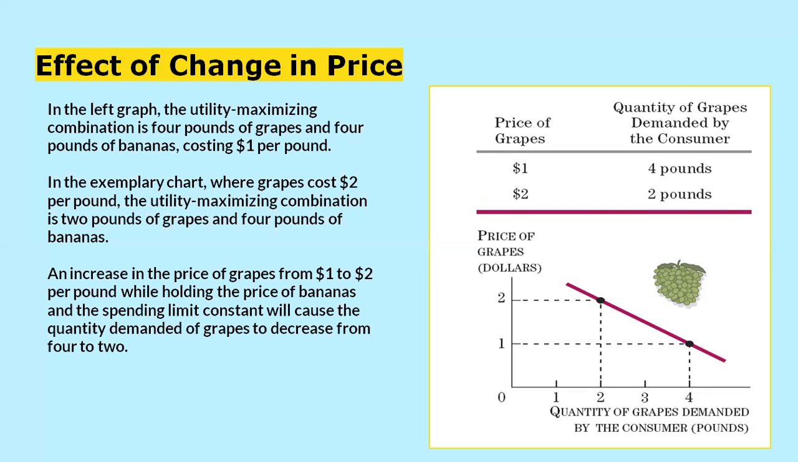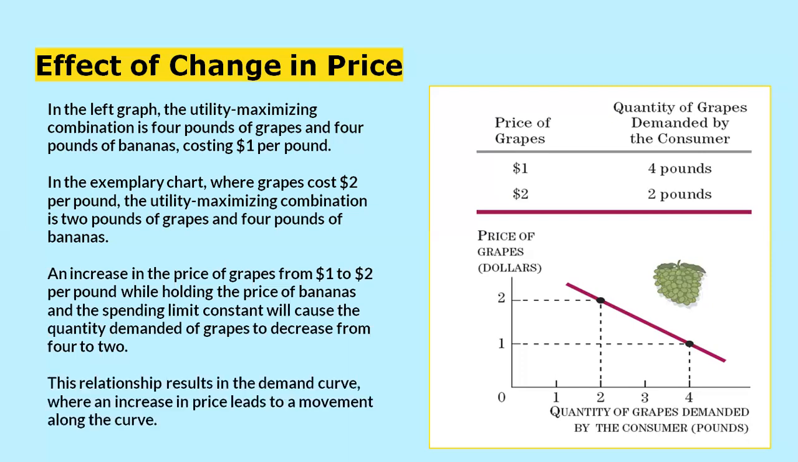An increase in the price of grapes from $1 to $2 per pound, while holding the price of bananas and the spending limit constant, will cause the quantity demanded of grapes to decrease from 4 to 2. This relationship results in the demand curve, where an increase in price leads to a movement along the curve.